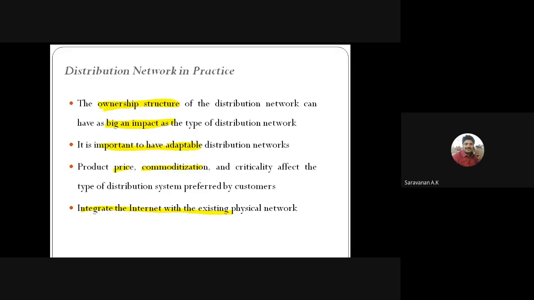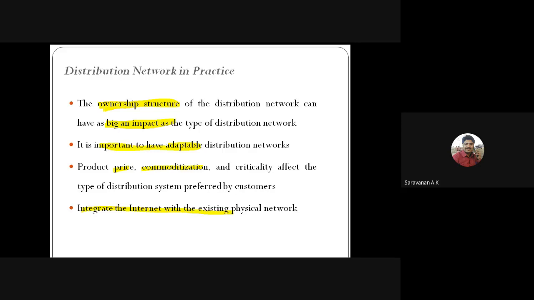Then the second one is that it is important to have adaptable distribution networks. The distribution network must be able to adapt to changing technologies and environments, right? An inability to adapt is very damaging for rapid changes, very dangerous, right? It will affect the entire supply chain cost and the entire design of the distribution network, right?